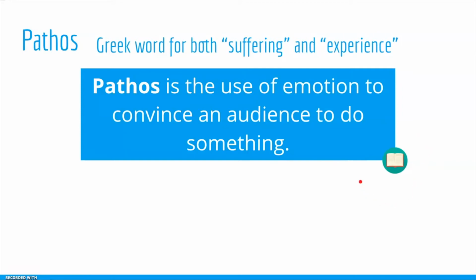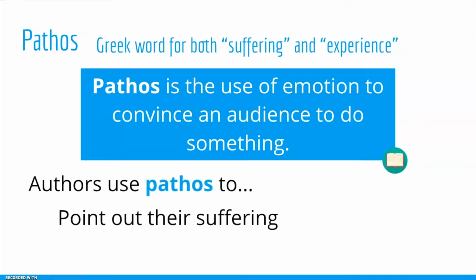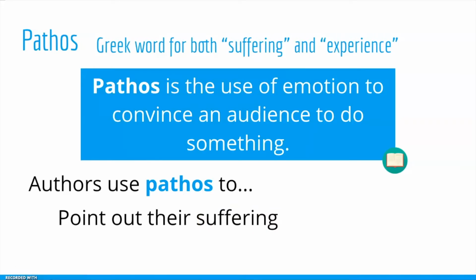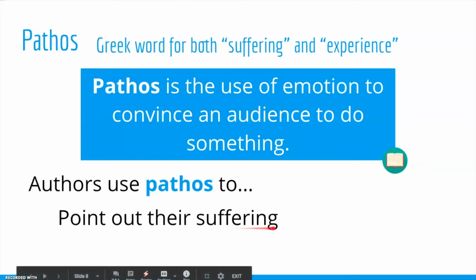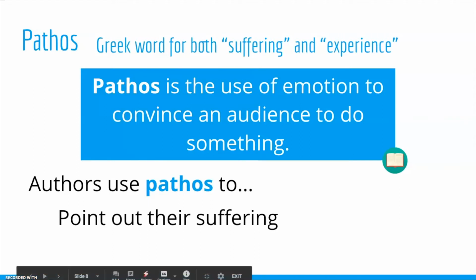Okay, how do you use pathos to convince someone of something? Well, authors use pathos to point out their suffering. Let's say you are trying to raise money for yourself. You're going to point out your suffering, right? Maybe your big dilemma is that you can't survive without coffee every day for the next lifetime. So you're going to point out your suffering without coffee so people will donate money to you. Or maybe on a more selfless note, you're trying to point out the suffering of something else, like the environment, trying to convince people to recycle. So you point out the environment and how it is suffering.